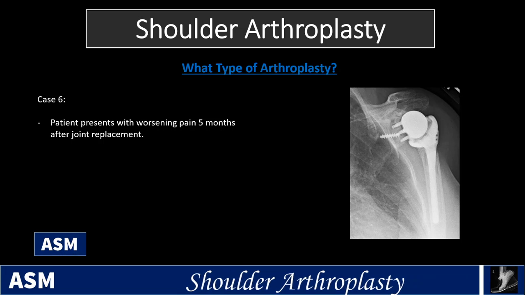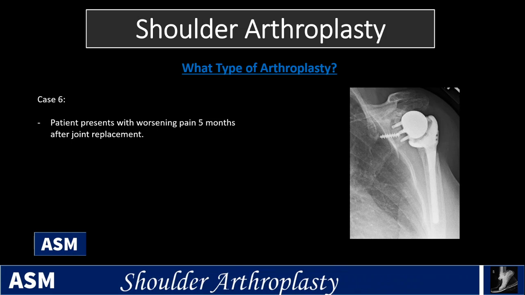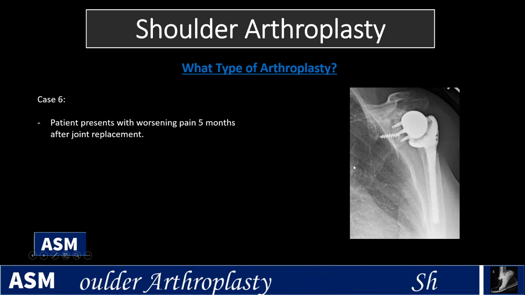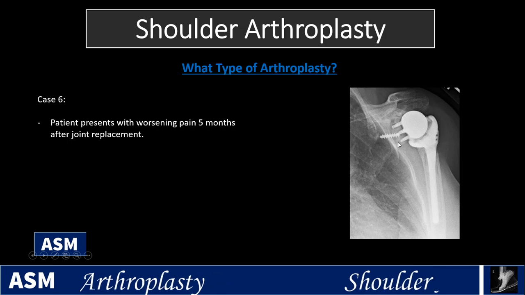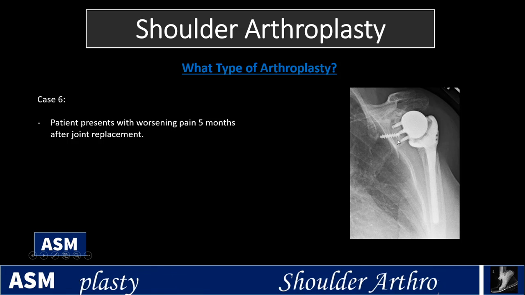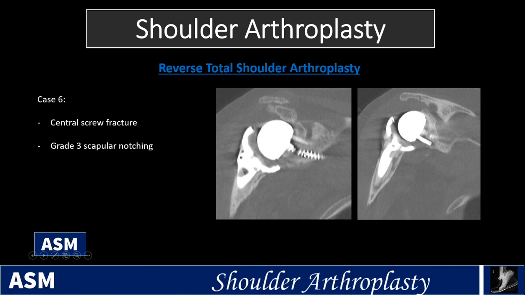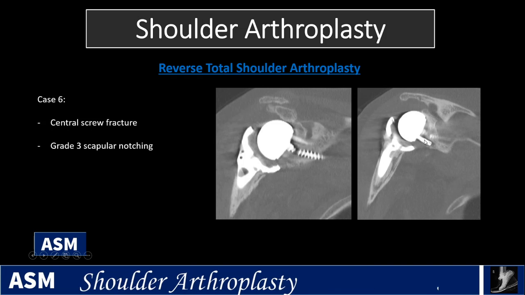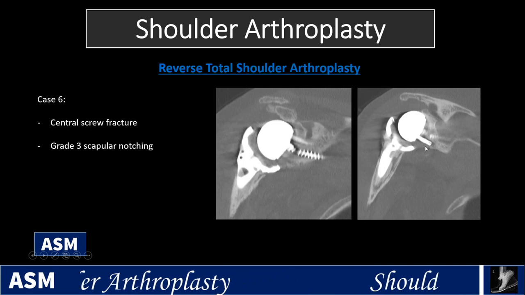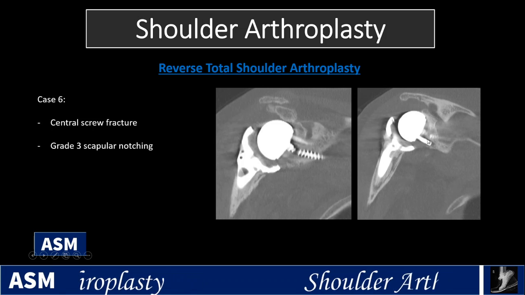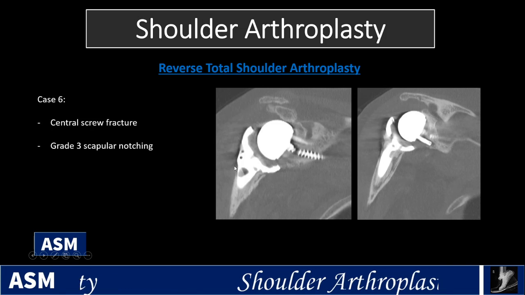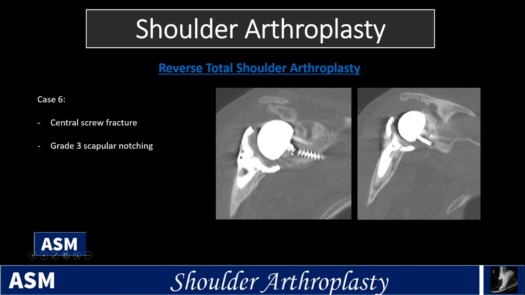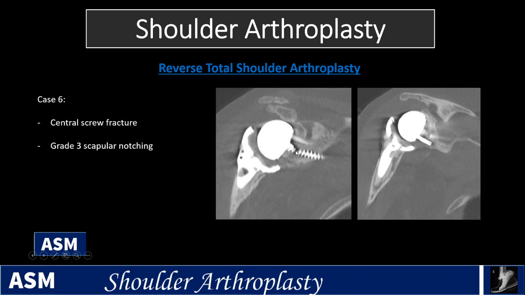Case 6, patient presents with worsening pain 5 months after joint replacement. What is this? This is a reverse total shoulder, and you can see that there's a fractured central screw. On the CT, again, you see that fractured screw, but you also see in the inferior screw there is erosion around it, and it gets up to the screw and a little bit above it as well. So this is grade 3 scapular notching and glenoid failure with the fracture of the screw.